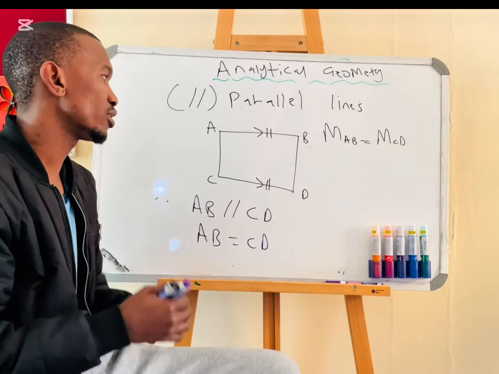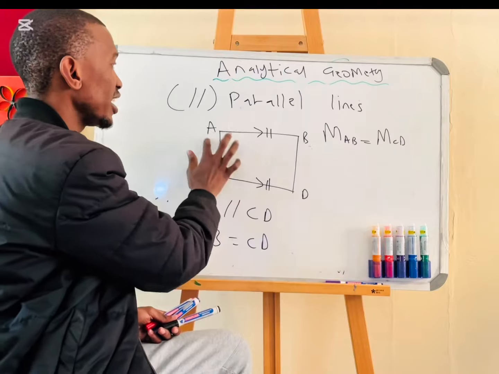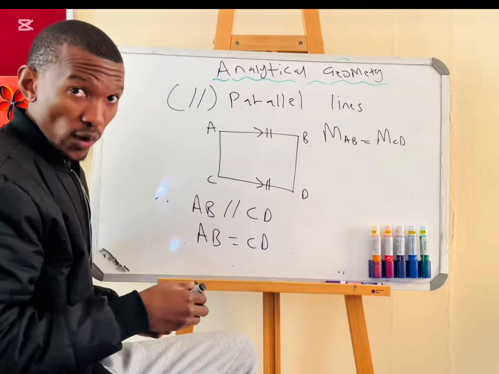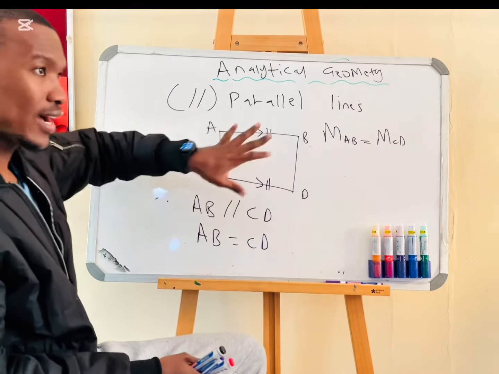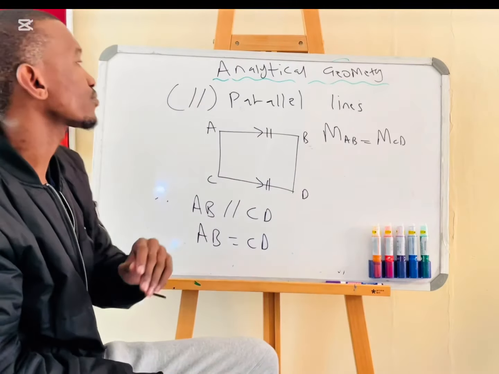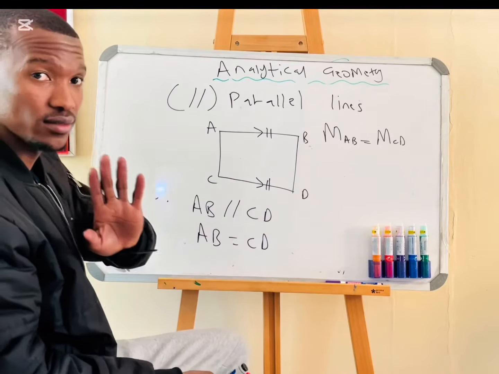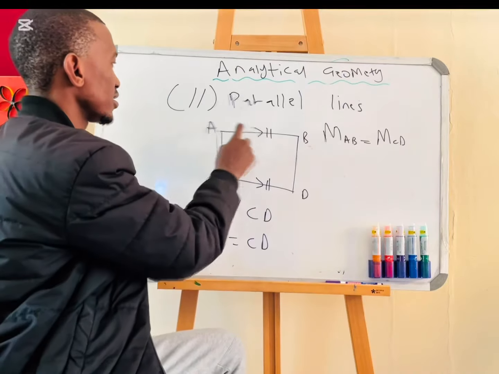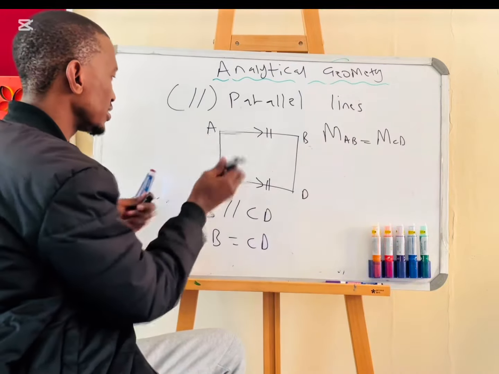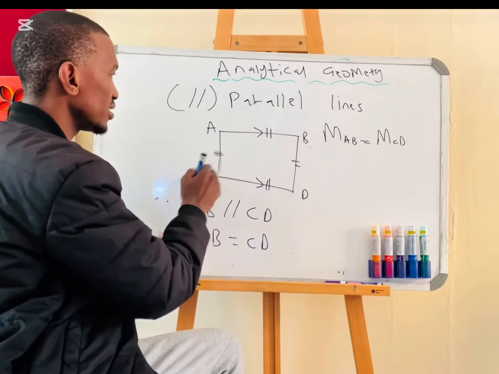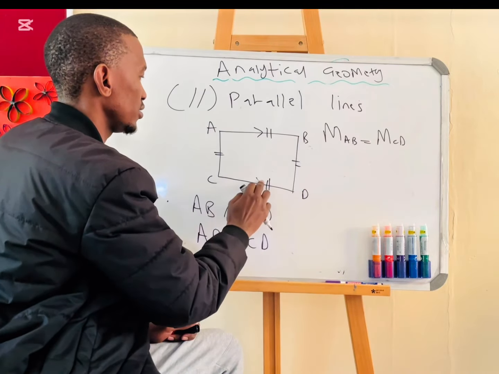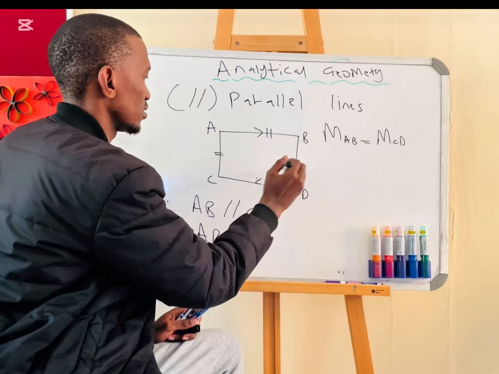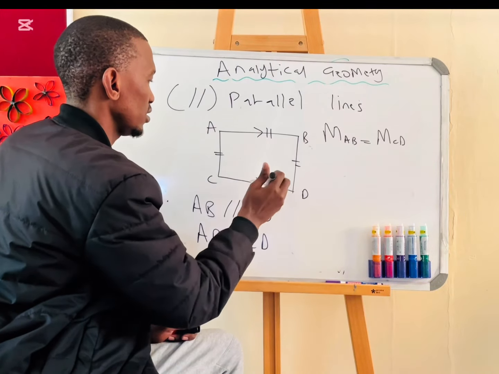But there's another way I can show you. If this shape ABCD is a square, we know that in a square all sides are equal and parallel. Meaning sides AB and CD are the same as AC and BD, and they are also parallel. I can use this line like this.